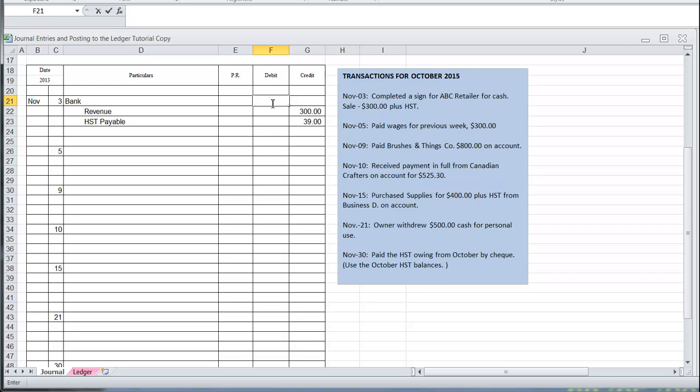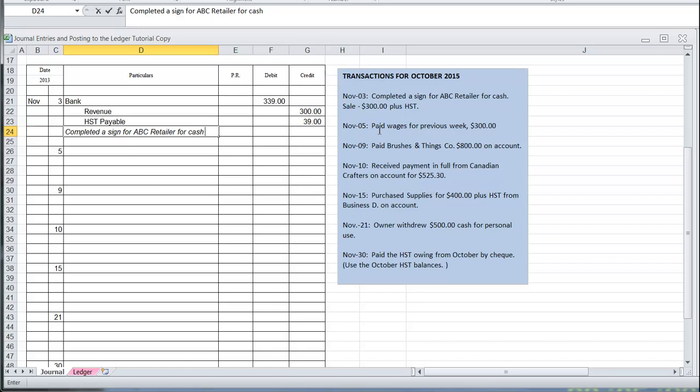So that's how much is going to go as a debit to bank. Remember, the company is keeping the HST payable, the $39, to remit to the government. So they collect $339 and they get to call $300 of it revenue, but that $39 is going to be kept and remitted to the government at a later date. But $339 still goes to the bank, because the sign maker does have the $300 revenue plus the $39 they're keeping to give to the government. And we should put a description down here, something like complete a sign for ABC Retailer for cash.